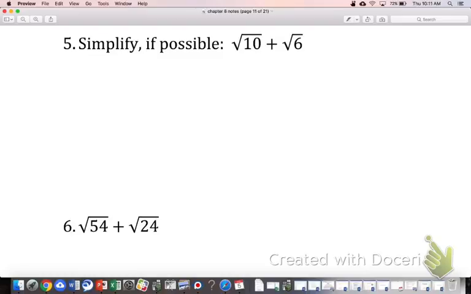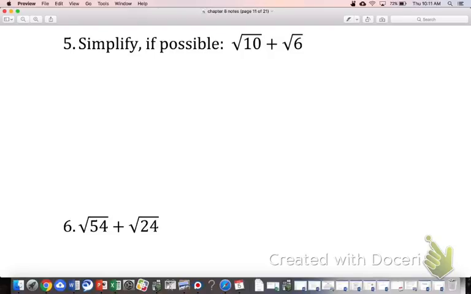Take a look at number 5, root 10 plus root 6. Guys, check this out. When you first look at these 2 terms, don't you look at them and say, hey, wait a minute, those radicals are not like radicals, right? One radicand's a 10, the other one's a 6. And so you might come to the conclusion that since they are not like radicals, we just simply can't add them up. You might be right, you might be wrong.